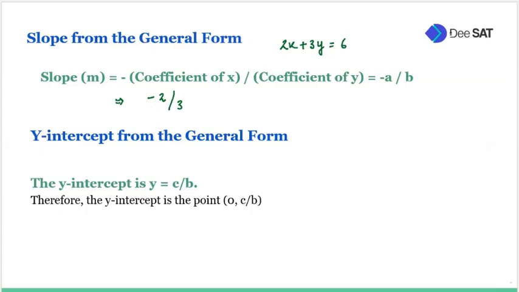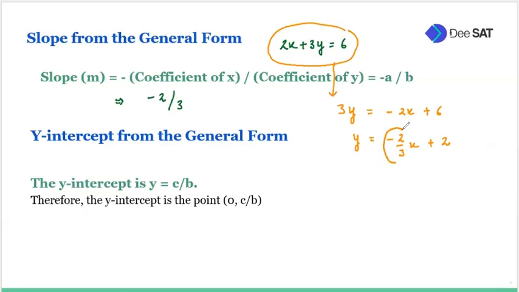Again, this can easily be done in a more systematic way by converting this equation into the slope-intercept form. How can we do that? We're just shifting 2x to that side first. So I'm writing 3y is equivalent to negative of 2x plus 6. Then dividing both sides by 3 will give me y is equivalent to negative of 2 by 3 x plus 2. 6 by 3 is nothing but 2. So you can easily say that the value of slope is negative of 2 by 3, whereas the value of c or y-intercept is 2.